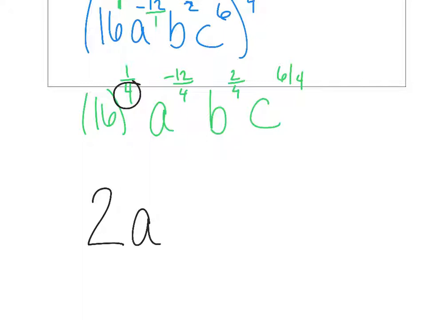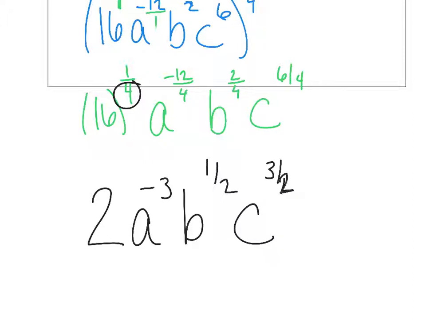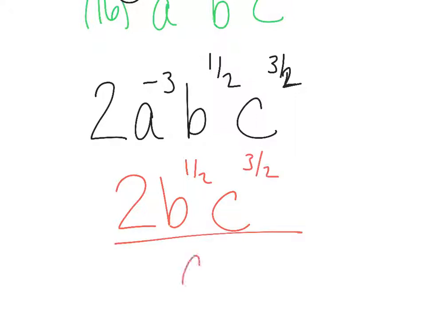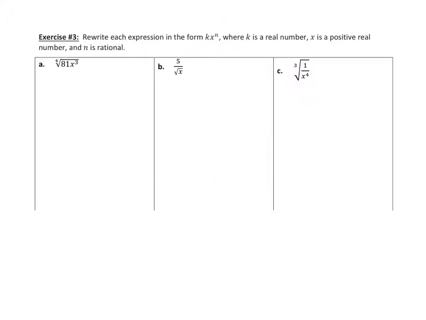This is really a to the negative 3rd, b to the 1/2, and c, I can divide those both by 2 to the 3/2. Now the only catch was that I needed positive exponents. So how do I get positive exponents? Well, anybody that's negative just moves to the denominator. So I can leave the 2, the b to the 1/2, and the c to the 3/2, and I'm just going to move the a cubed to the denominator.